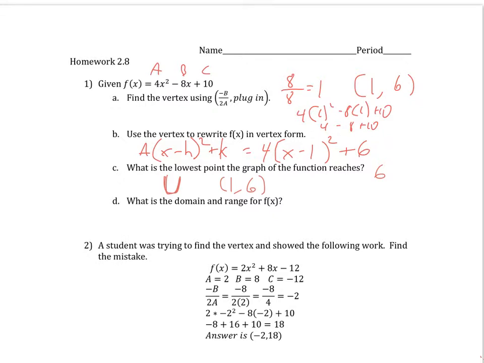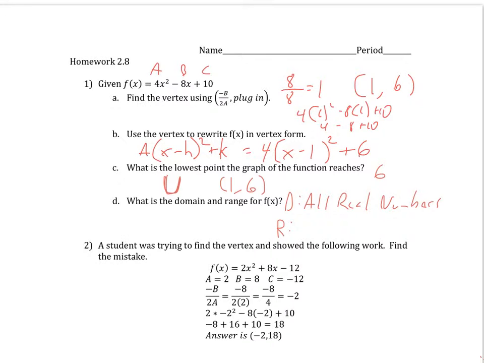Letter D says, what is the domain and range for the function? Well, domain for a quadratic function is going to be all real numbers. There's no restrictions on that. It goes forever to the left and forever to the right as far as the graph goes. But more importantly, you can plug in any kind of number into it that you want to. The range, however, is restricted.